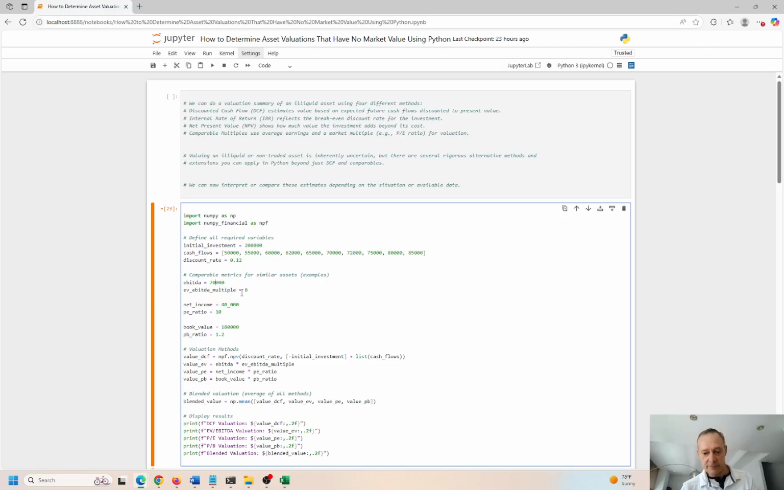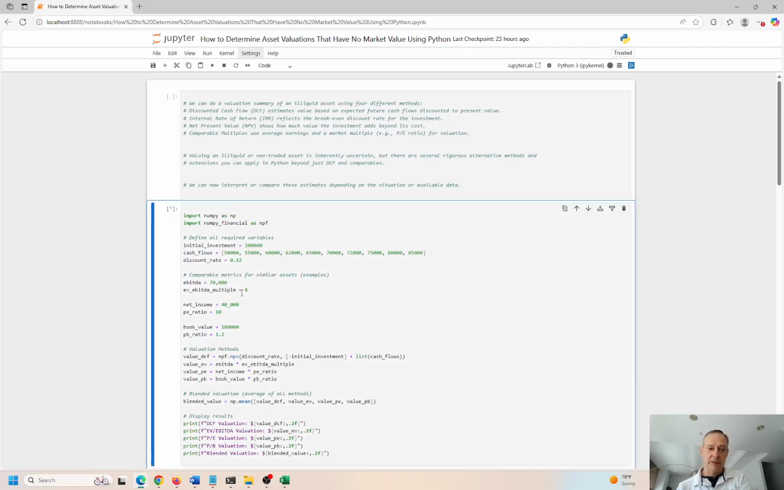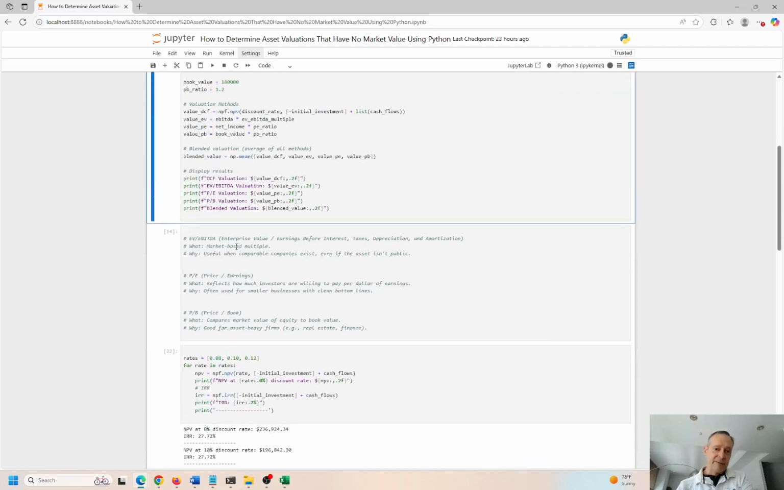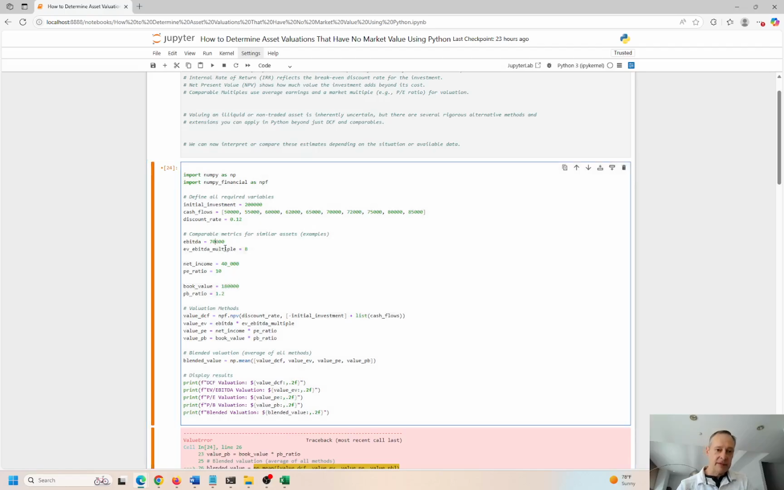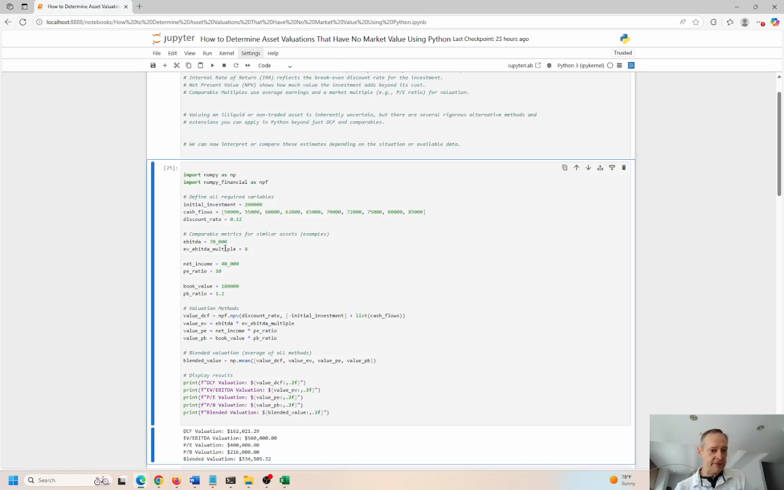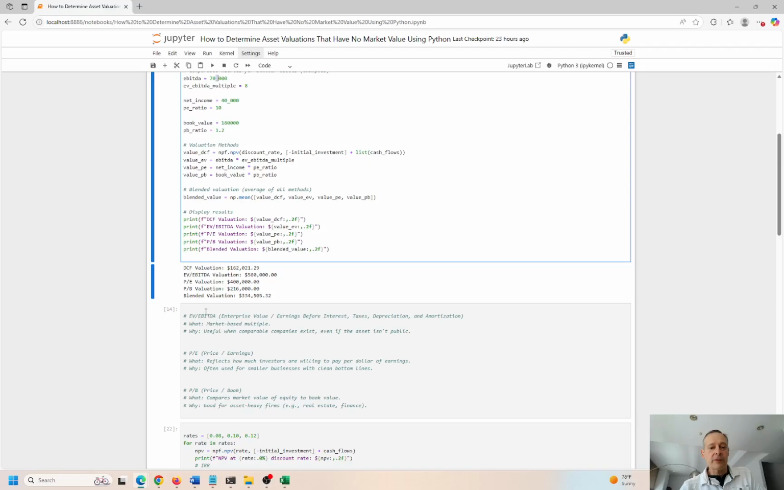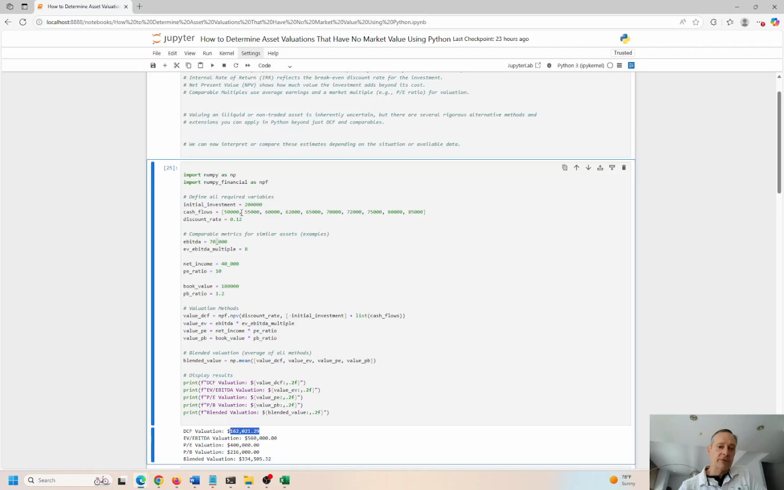Whoops, that's a back arrow. All right, it's going to throw an error. But instead of a comma, we can use an underscore to make these things a little bit easier to read for people, and the computer will just ignore that. So we have DCF valuation is $162,021. So where does that come from?